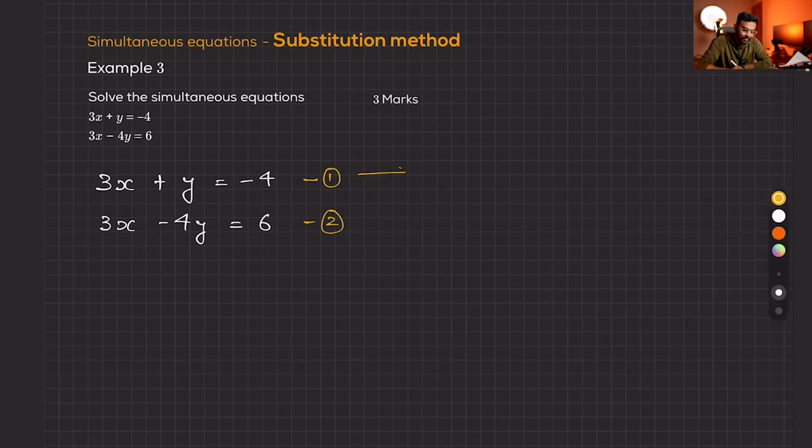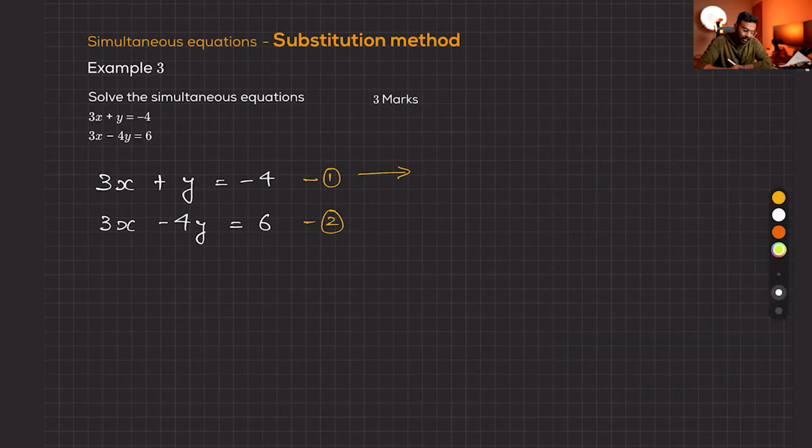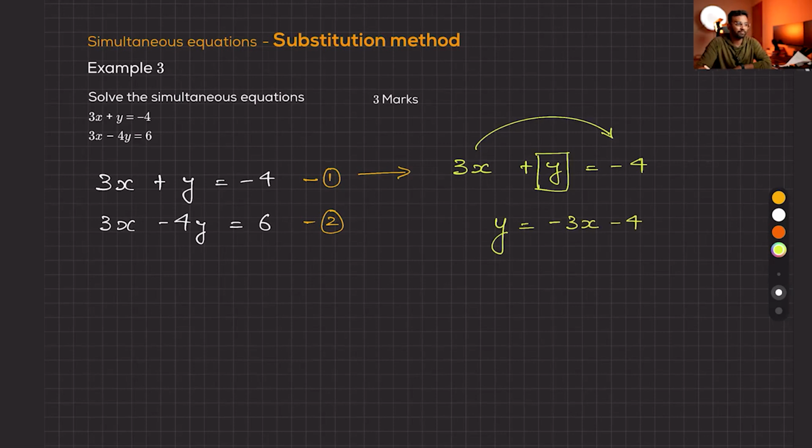So I'm going to pick this equation. Watch what I'm going to do. I have 3x plus y equals minus 4, correct? How can I get y on its own, guys? I'm just going to move that 3x to the other side. What do you guys think? So can I write this as y equals minus 3x minus 4? All I did is move that to the other side. I didn't do anything else.